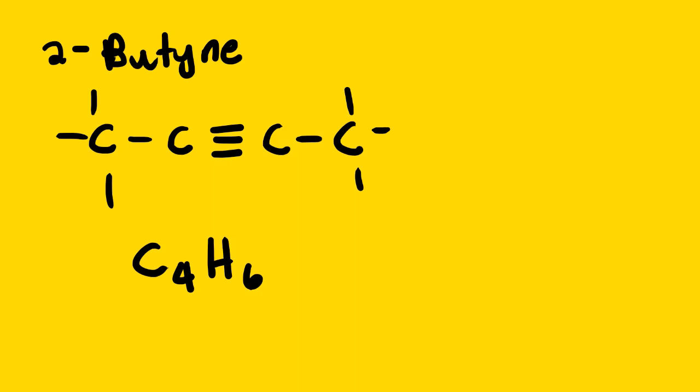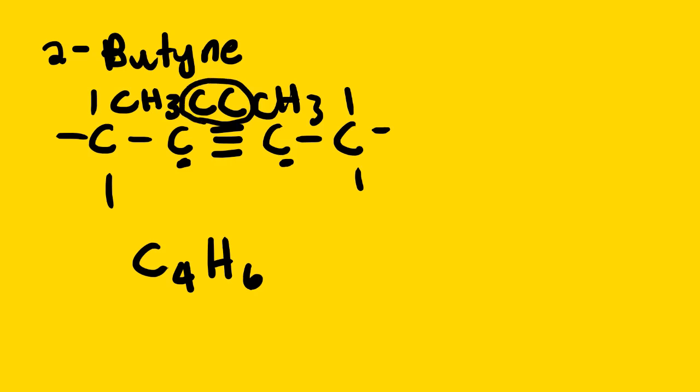And by the way, a condensed structure will simply be CH3, C, there's no hydrogen here, C, there's no hydrogen here also, CH3. Sometimes you'd see C2 here. C2, CH3, C2, CH3.